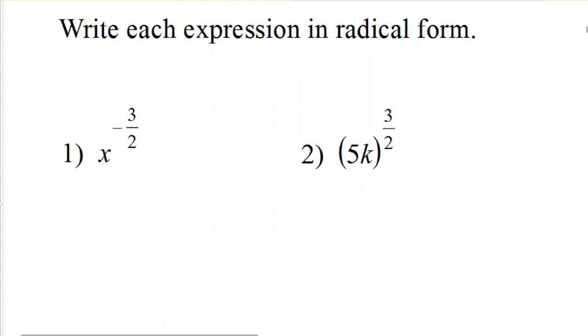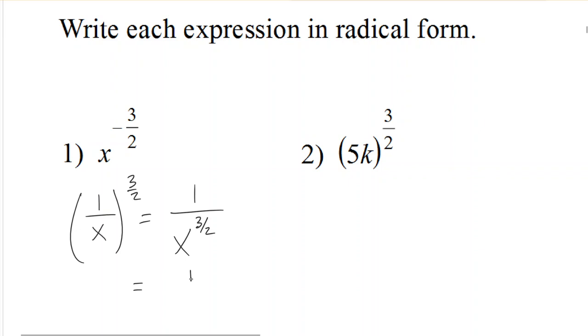First set of problems, write each expression in radical form. When we have a negative exponent, this means to take the reciprocal of the base. So this is 1 over x to the 3/2 power. And it's really 1 over x to the 3/2 power, but 1 to any power, no matter what it is, is always going to be 1, so we can just write it as x to the 3/2 power. So now in radical form, what would that be? That would be 1 over the square root of x to the 3rd power.